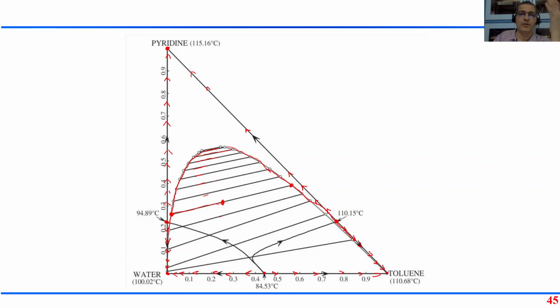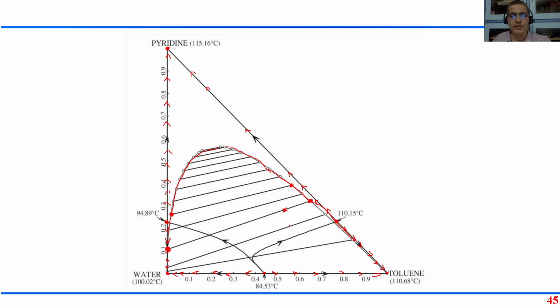If my composition is like this, it will split into two phases, one aqueous phase containing essentially water and pyridine, very little toluene, another organic phase containing toluene and pyridine with little water. So that's the meaning of the tie line, and that's how, wherever the composition is, we can get the compositions of the liquid phases, aqueous and organic, which are governed by this tie line. Recall, this is from your undergraduate course.